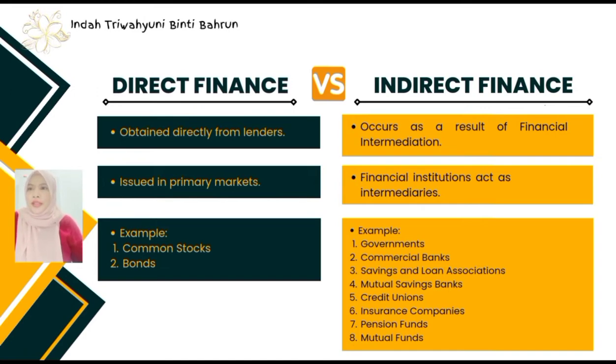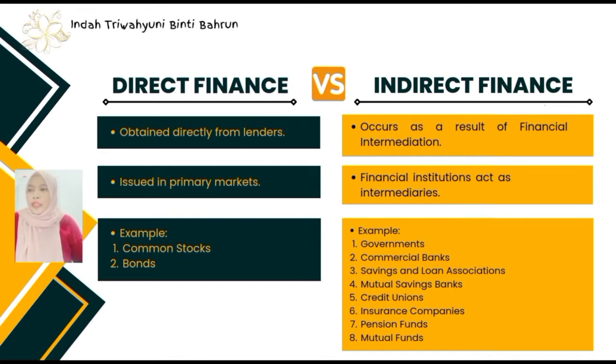So securities are assets for the persons who buy them, but liabilities, IOUs or debts for the individual or firm that sells or issues them. An example of direct finance is the issuance of common stocks and bonds. These securities are first issued in primary markets and then resold in the secondary markets.